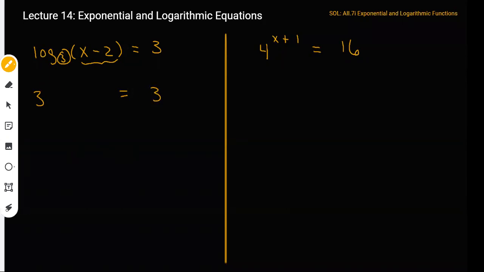What I'm going to do is I'm going to take that logarithmic expression and make that the exponent. So on the left side, I have 3 raised to the log base 3 of x minus 2. And then on the other side, that 3 is going to become the new exponent. So on the right side, I have 3 to the 3rd power.